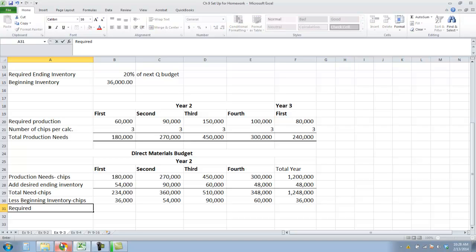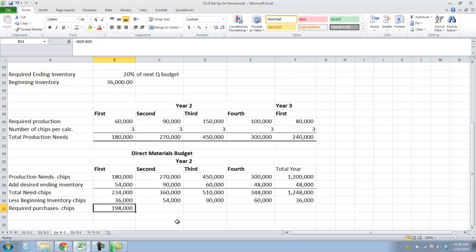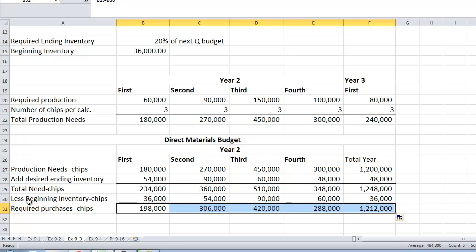So once we subtract this, we have required purchases of chips. Okay, so we take our total needs, subtract beginning inventory. And these are how many chips we need to purchase for the year.